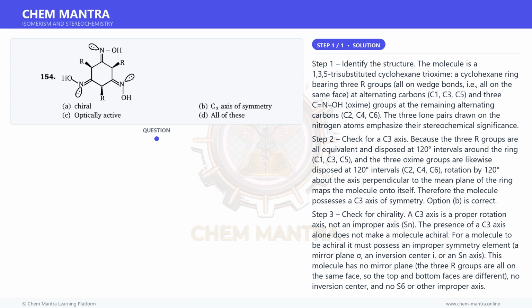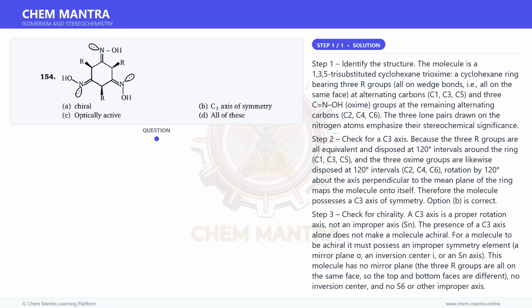Step 2. Check for a C3 axis. Because the 3 R groups are all equivalent and disposed at 120 degree intervals around the ring, C1, C3, C5, and the 3 oxime groups are likewise disposed at 120 degree intervals, C2, C4, C6, rotation by 120 degrees about the axis perpendicular to the mean plane of the ring maps the molecule onto itself. Therefore, the molecule possesses a C3 axis of symmetry. Option B is correct. Step 3.